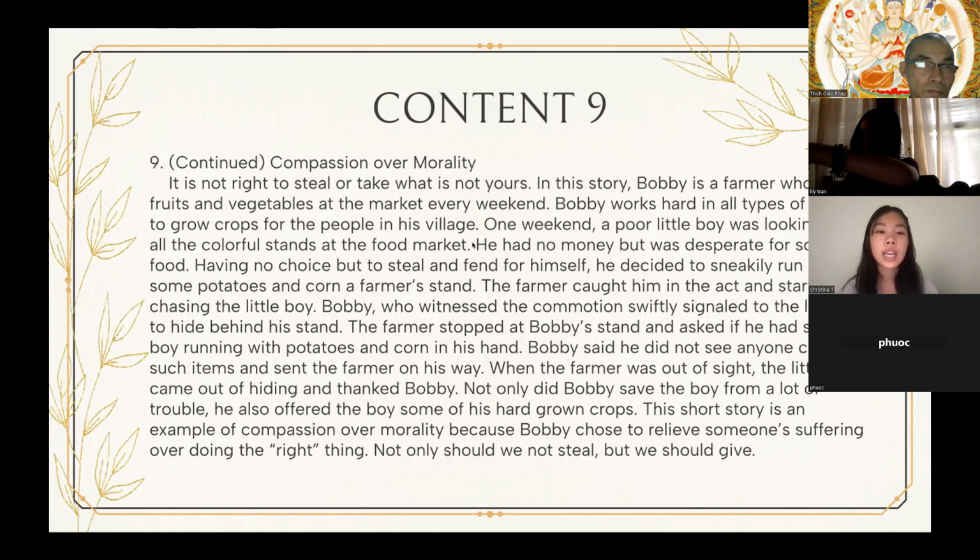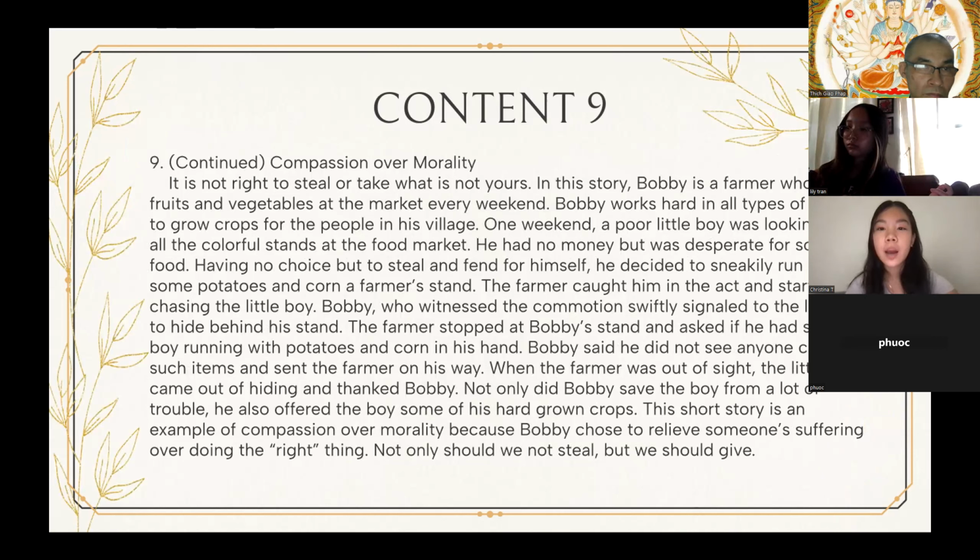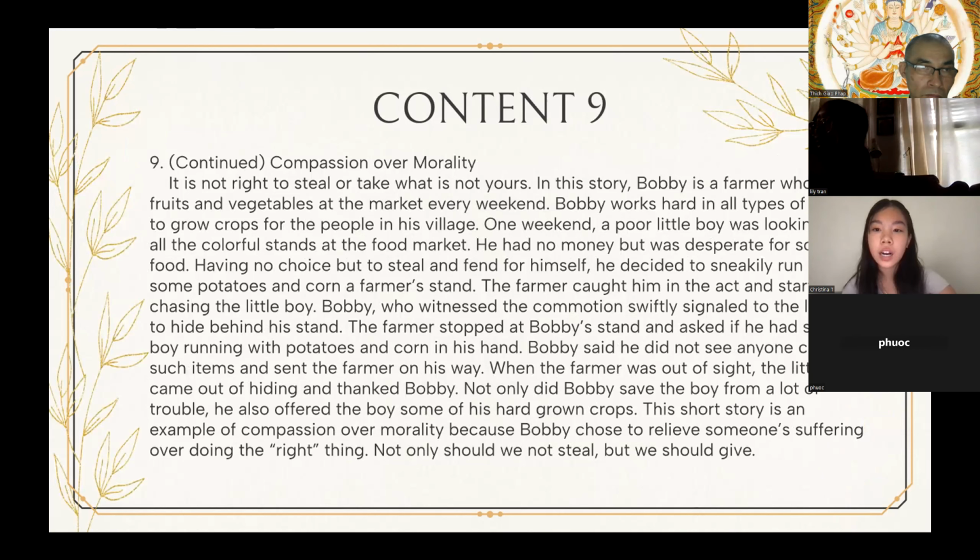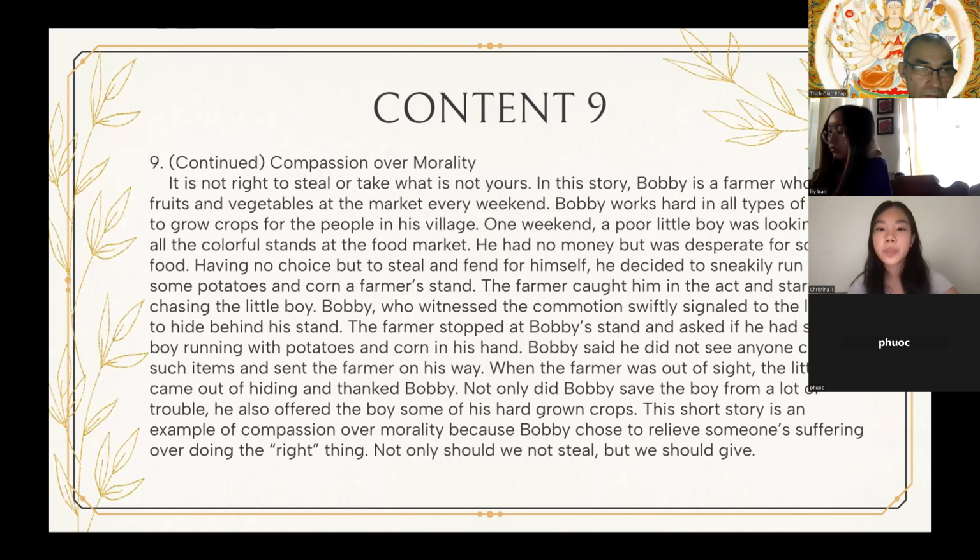So this is an example story of when you should choose compassion over morality. It is not right to steal or take what is not yours, but in this story, Bobby is a farmer who sells fruits and vegetables at the market every weekend. Bobby works hard in all types of weather to grow crops for the people in his village. One weekend, a poor boy was looking at all the colorful stands in the food market.